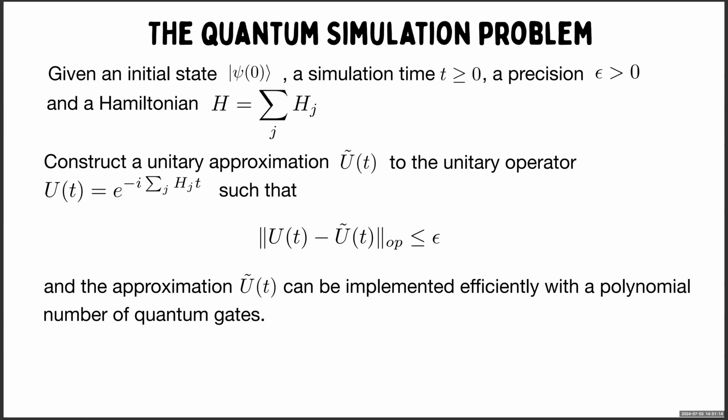the quantum simulation problem is to construct an approximation U tilde of t to the unitary operator that you see here, U of t, such that the operator norm of the difference is less than or equal to precision epsilon, and such that this approximation can be implemented efficiently with a polynomial number of quantum gates on a quantum computer. So this overall is the very general way of stating the quantum simulation problem. And it's the problem that we're going to be tackling for the next few weeks. So on the surface, it doesn't look too complicated.